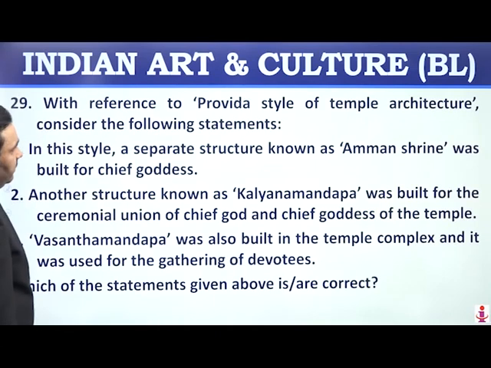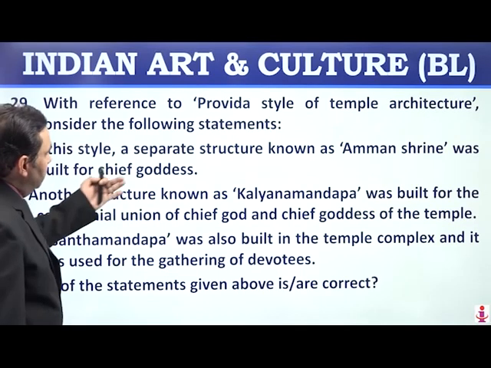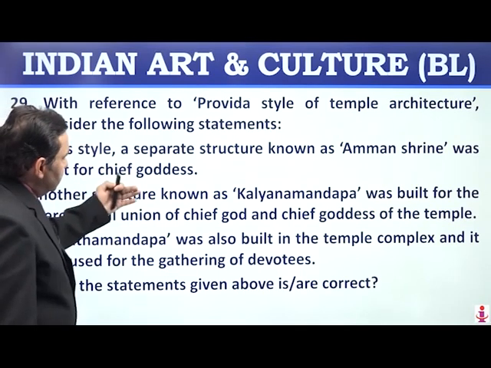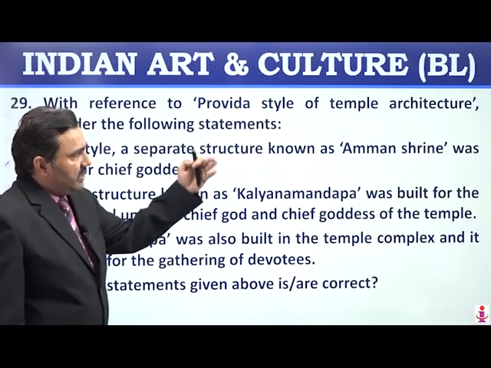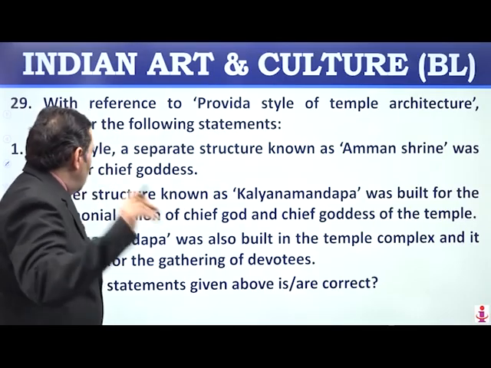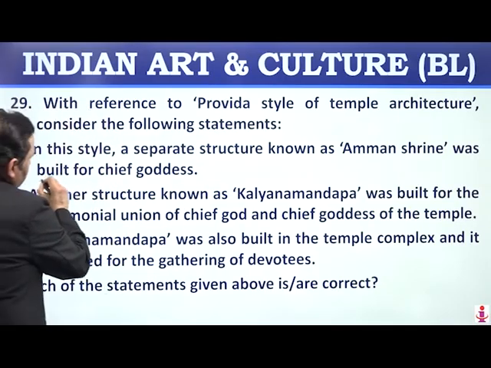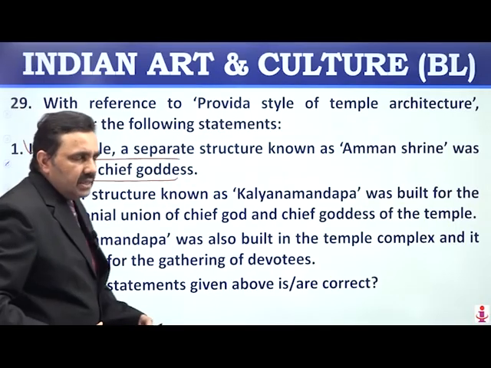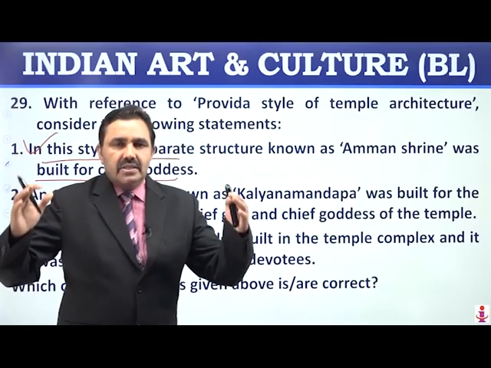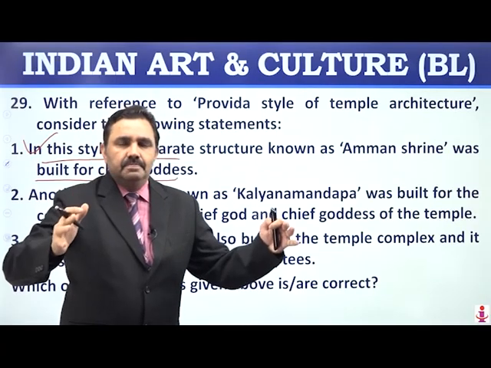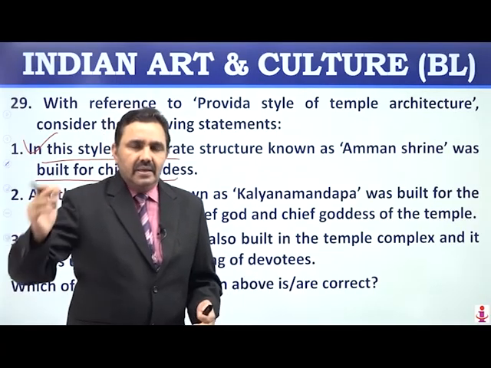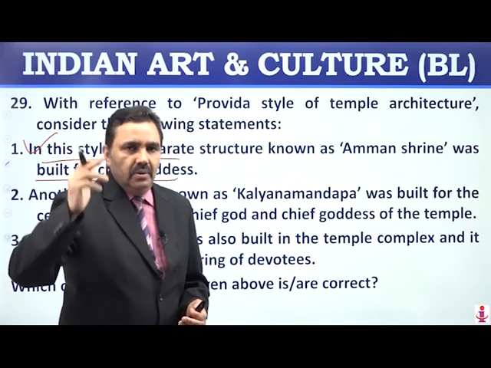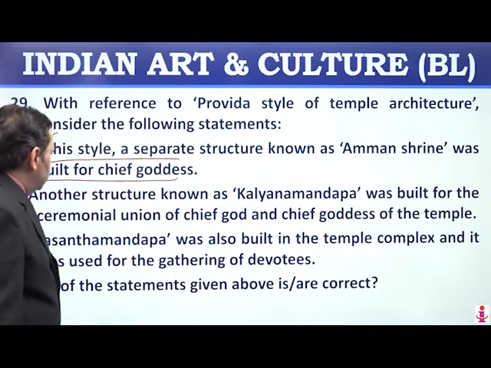Question number 29. With reference to Dravida style of temple architecture, consider the following statements. In this style, a separate structure known as Amma Shrine was built for chief goddess. So, chief goddess and chief god were no longer residing together. Chief goddess demanded a separate structure for herself, a separate room, like a dominant lady, and her shrine, her room, was known as Amma Shrine.